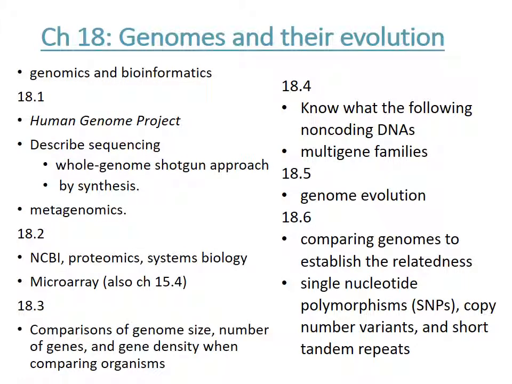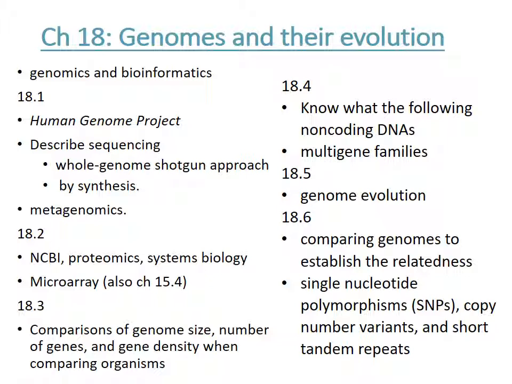So that was all we had for Chapter 18. Chapter 18, again, was about genomes and their evolution. So we talked about genomics, the study of genomes, and bioinformatics, like how do we deal with all of this information and analyze it. The Human Genome Project got done in 2003. We described the whole genome shotgun approach to DNA sequencing, where you just synthesize random fragments and then piece them together. We also talked about sequencing by synthesis.